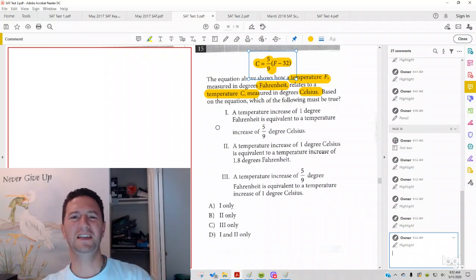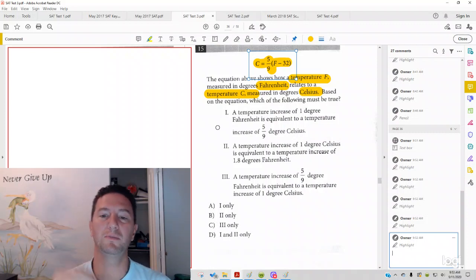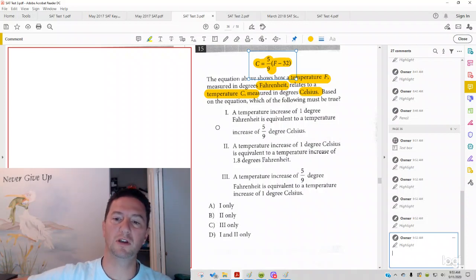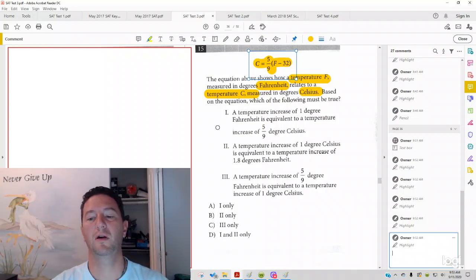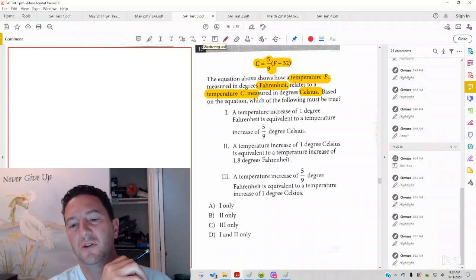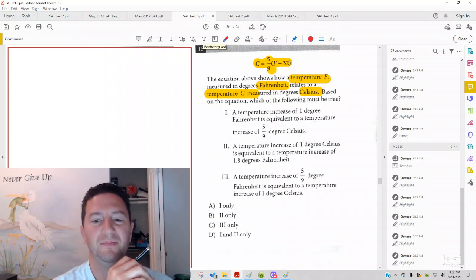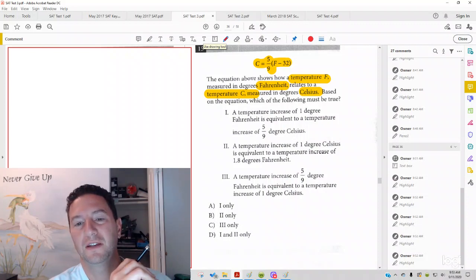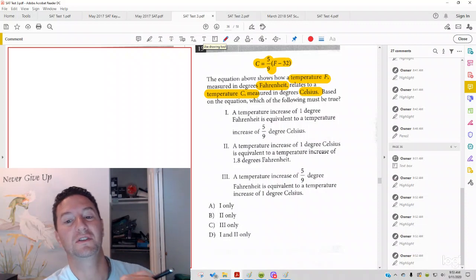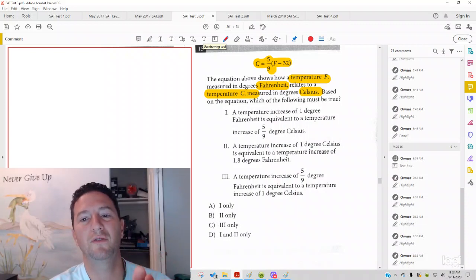What we see here is a little bit of a complicated strategy, but if you see a change affecting an outcome, then what you want to do is pick a number, work through the equation, and then pick another number and work through the problem again. So, what's the change here with Roman numeral 1? The change is 1 degree Fahrenheit. What outcome is that affecting? It's affecting your degrees Celsius. It's important that you pick easy numbers so you don't drive yourself bananas.